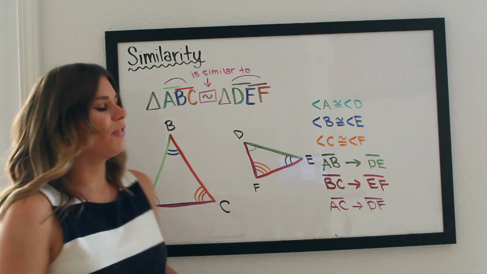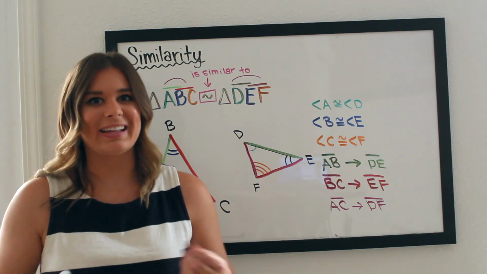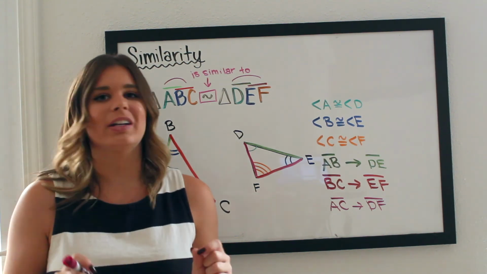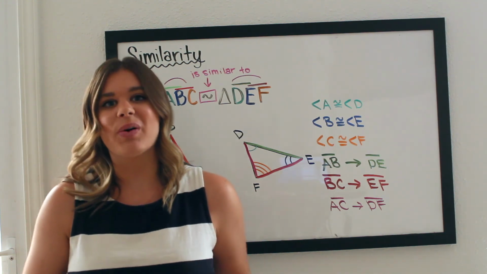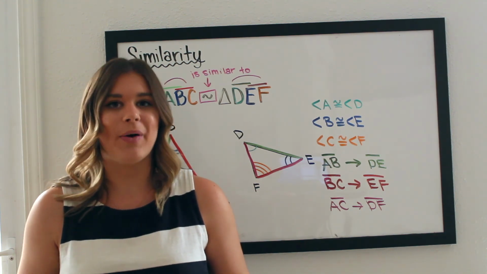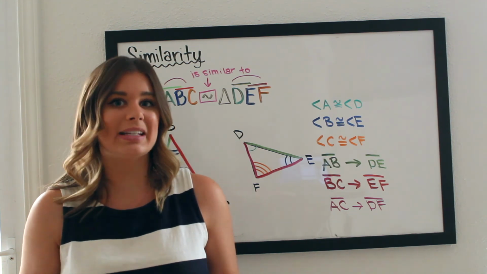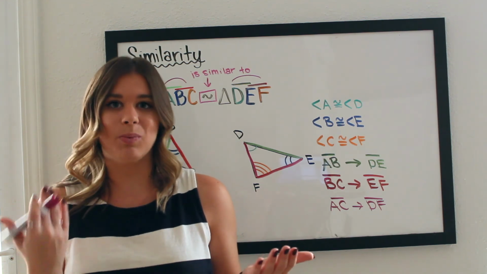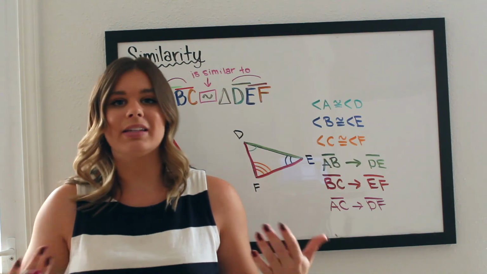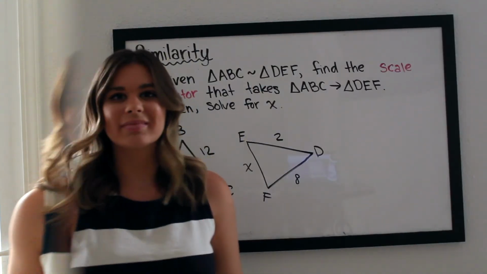Okay, so now that we've gone through a similarity statement, I kept bringing up the word scale factor. So in the next segment of this video, I'm going to go over an example of how you can actually find the scale factor between one triangle and the other, given that they are similar.